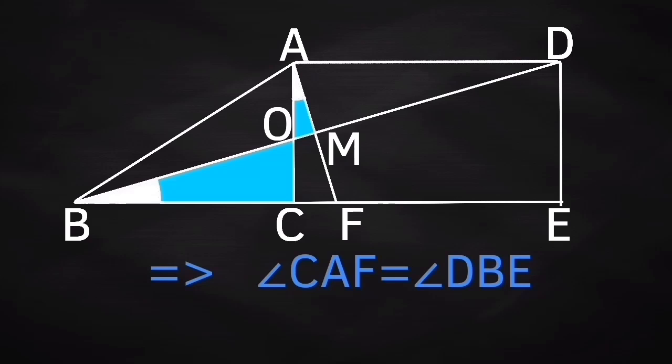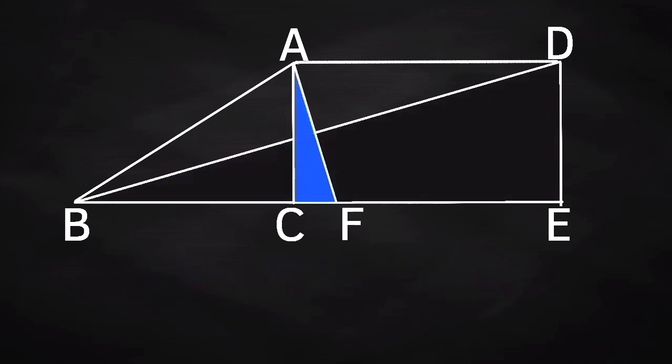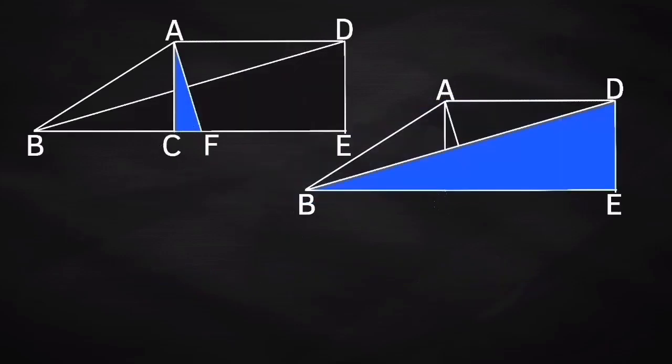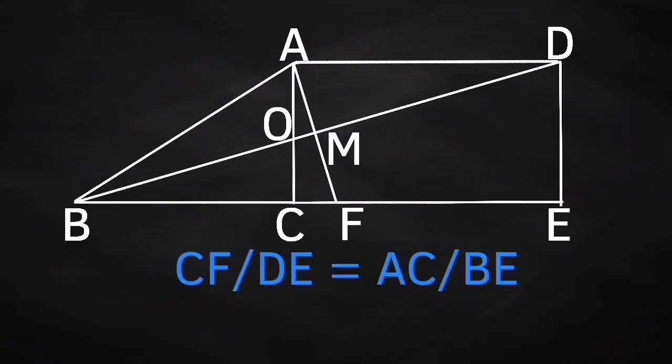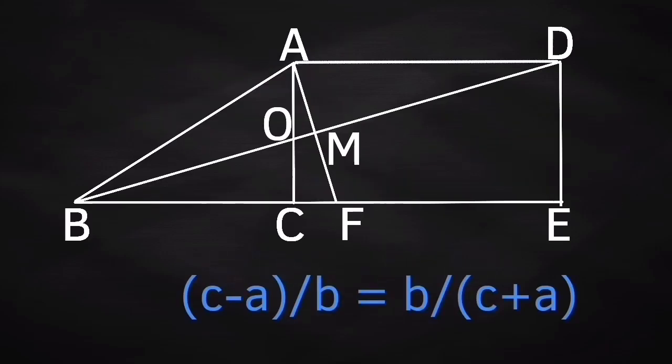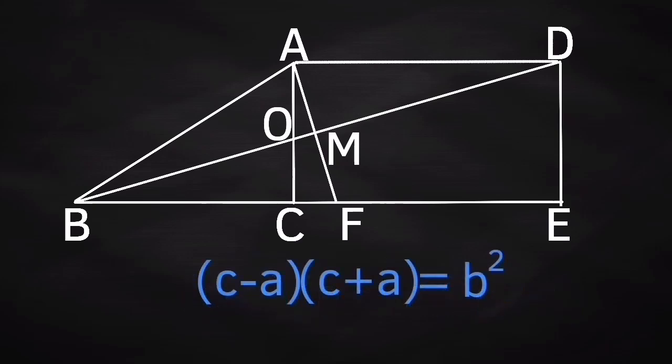Finally, we consider triangles ACF and BED. They are both right-angled and from the last result have another equal angle. Therefore, they are similar. The ratio of corresponding sides will be equal. Taking the ratio CF by DE equals AC by BE and plugging in the values for the various lengths, we get, after some simplification, the required result, that is, the Pythagorean theorem.